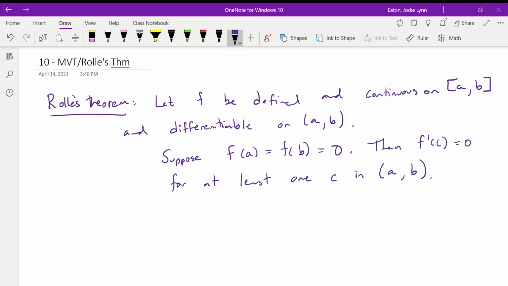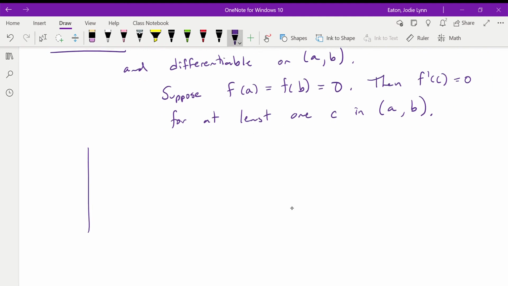What that means is that there has to be at least one place with a derivative of 0. It's possible to have more than one. So let's illustrate this. We have a continuous function on [a, b], and it says at least one c. So let's say our function does this. This could be c1, c2, and c3. So at least one point, but possibly more than one, has f prime of c, the derivative, equal to 0.